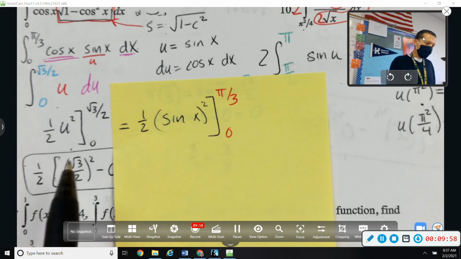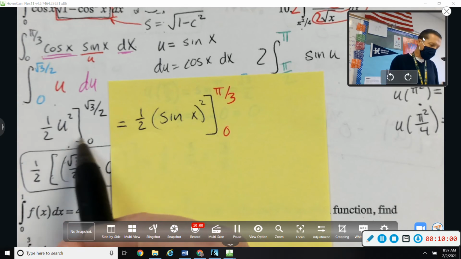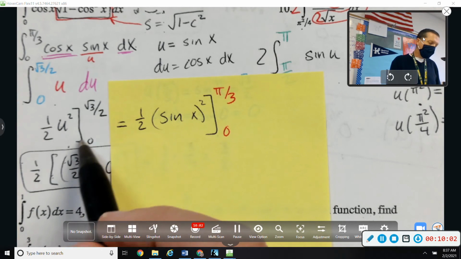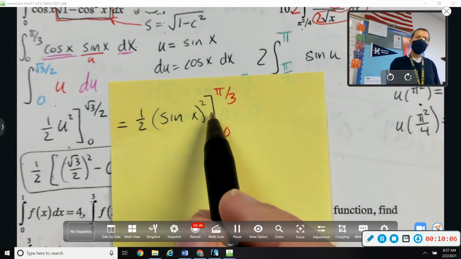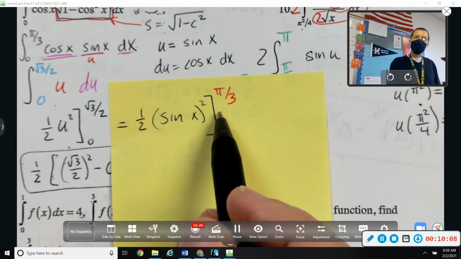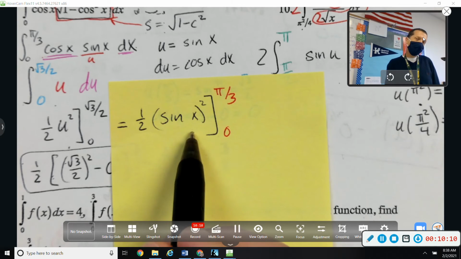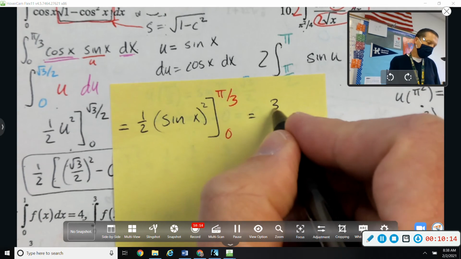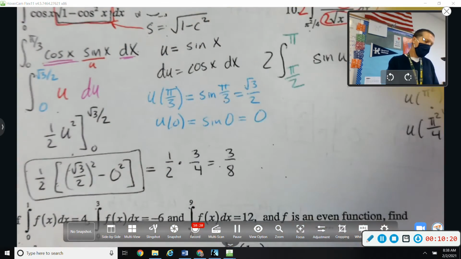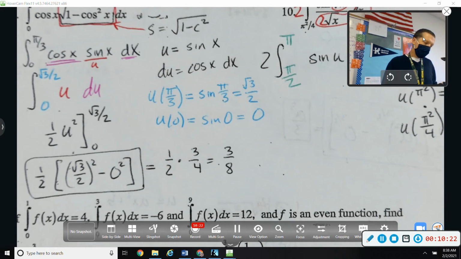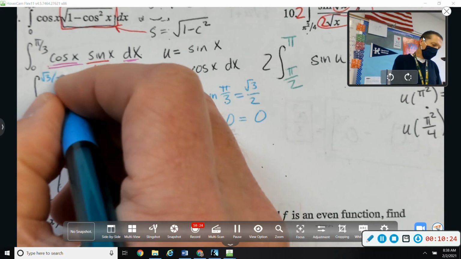When you get to this stage, well, at any stage, all your stuff needs to be u stuff or all your stuff needs to be x stuff. It doesn't matter which way you go. You can switch it back to x if you want, and you're still going to eventually get the same thing. So the root 3 over 2 is a u value. Those are u values.